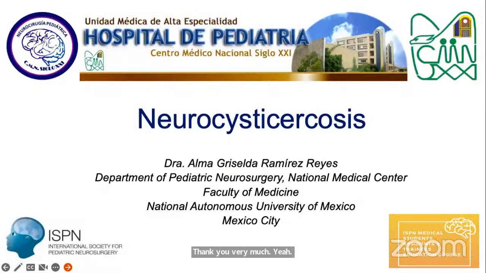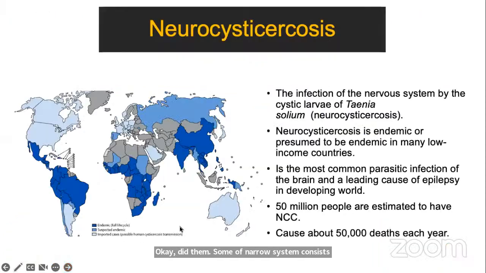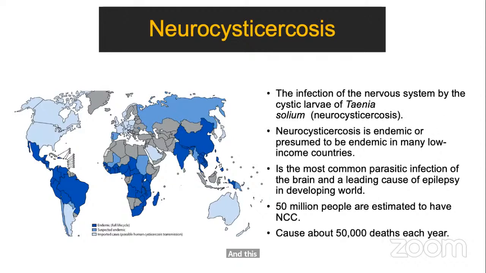Okay, the topic is neurocysticercosis. This is the most common infection of the nervous system by the cyst larva of Taenia solium. We observe that this infection is endemic, or presumed endemic, in many low-income countries. It's the most common parasitic infection of the brain and the leading cause of epilepsy in the developing world.